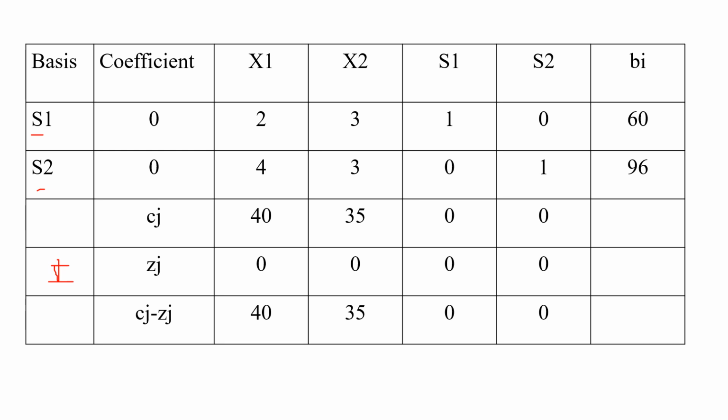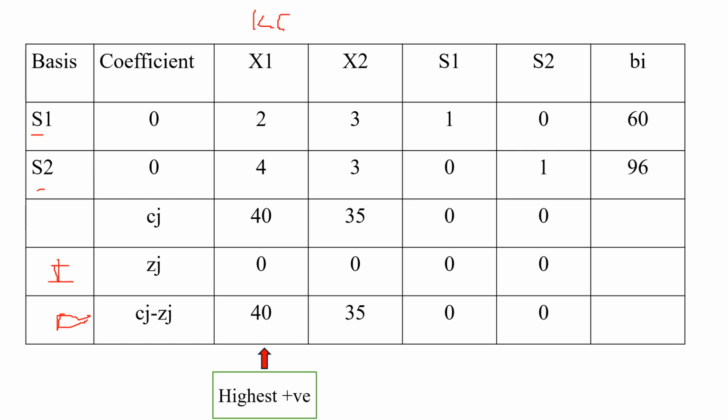Cj minus Zj, that is delta. What is the value of that delta? Delta is 40 minus 0, 40, and 35 minus 0, 35. In this way you will find the Cj minus Zj value. Then what is the next operation? In Cj minus Zj, where you find the highest positive value, that is your key column.